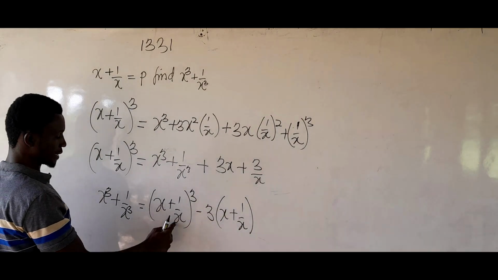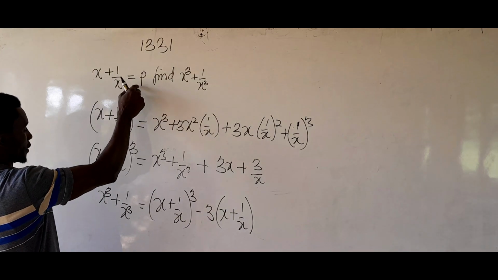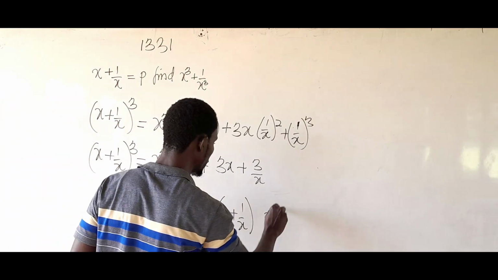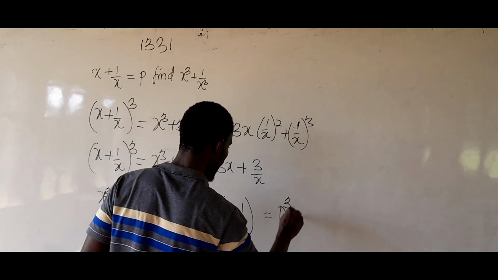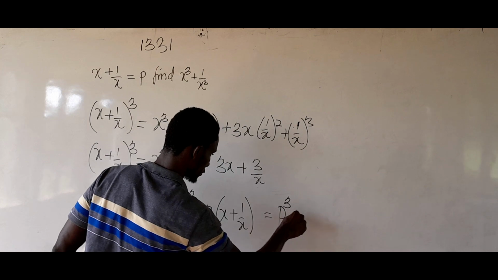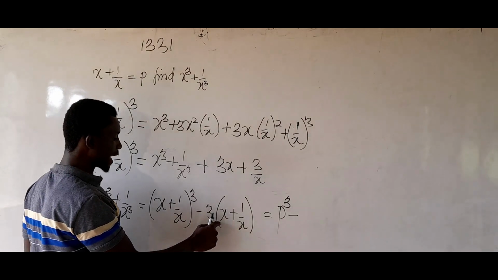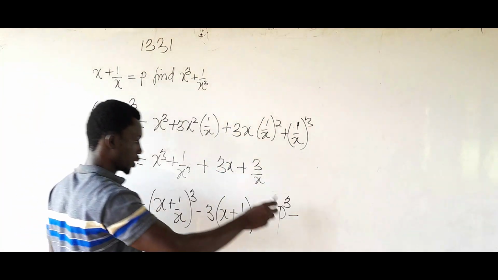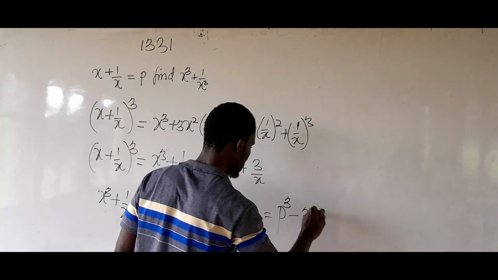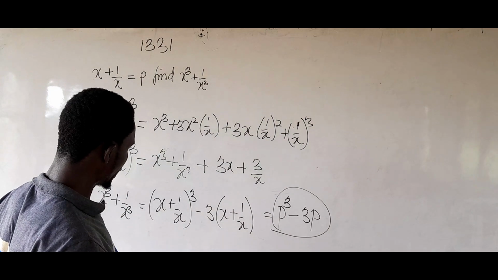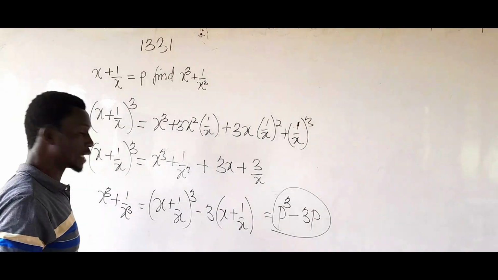Here, x plus 1 over x is what? p. So you get p cubed minus 3 multiplying x plus 1 over x. x plus 1 over x is what? p. So you get 3p. So this becomes your answer: p cubed minus 3p becomes your answer.